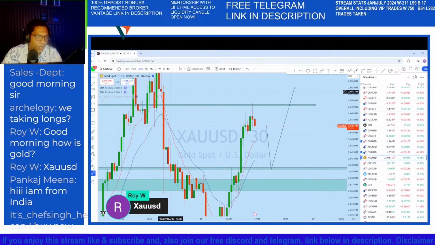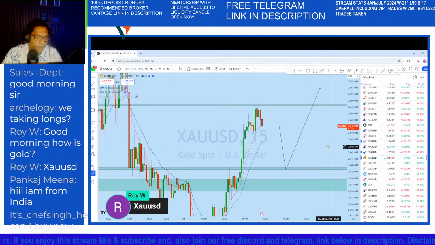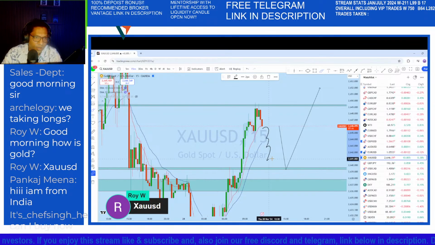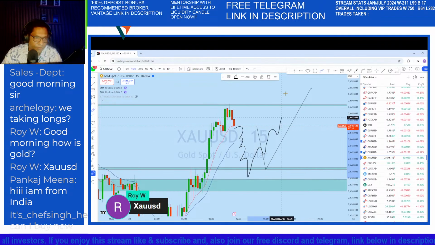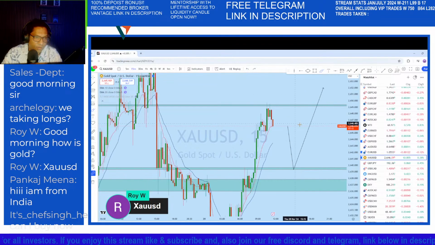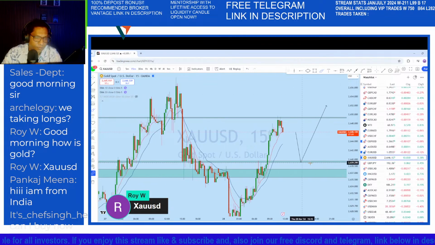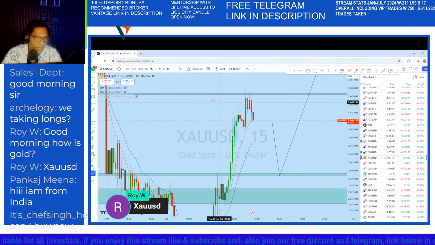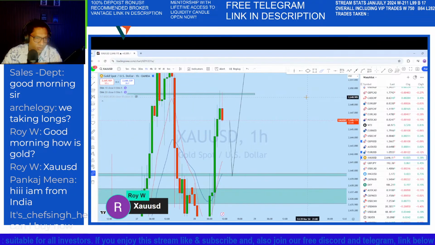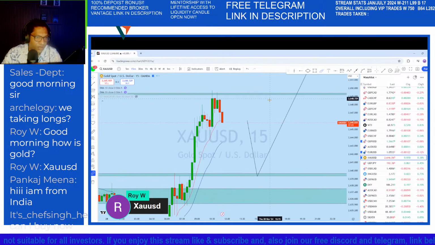So therefore, looking at the lower time frame, it's breaking below this level, and from this zone we are expecting the market to return back up and then create a new higher high. You'll see how far it might go.